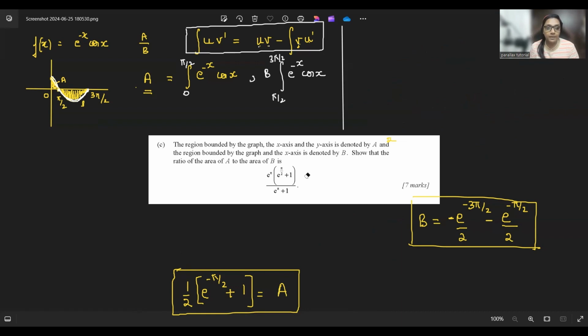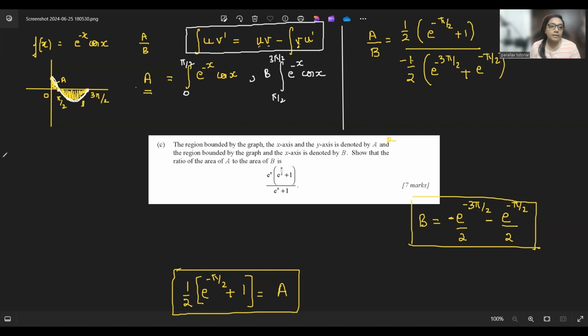So we have A and B, and all we need to do is just divide A with B. Let's use this part of the board. A by B would be, see, half is common in both, so I can just take half outside. A is e to the power minus pi by 2 plus 1. And B is half outside, minus half outside. Actually, I'm left with e to the power minus 3 pi by 2 plus e to the power minus pi by 2. Now I can cancel out my halves, right? As we see, B is coming out to be negative, which is what we predicted as well.